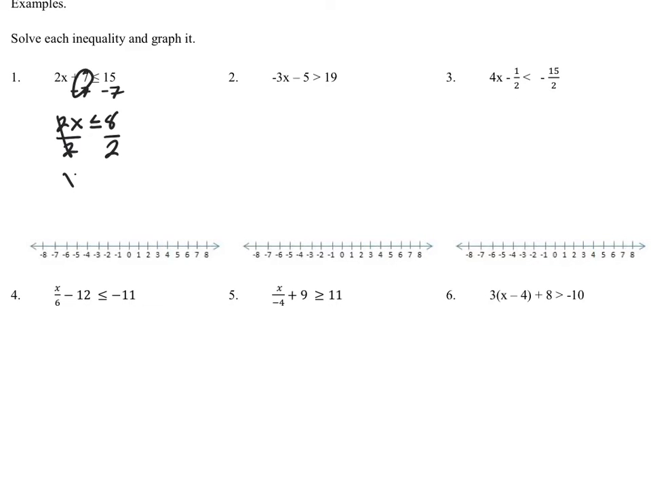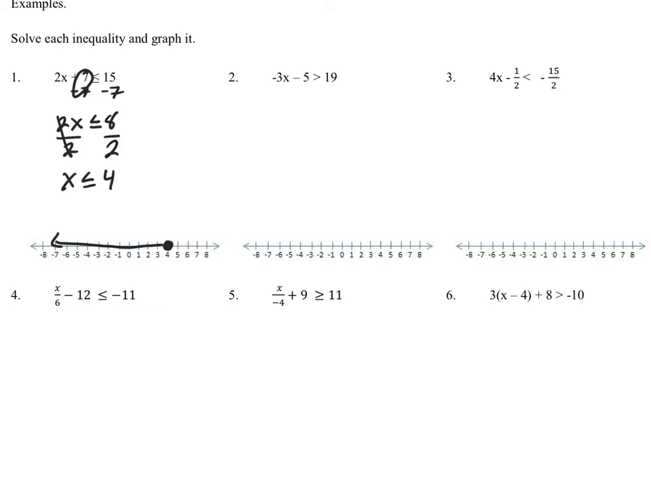2 over 2 is just 1, so then we have x is less than or equal to 4, and we want to plot that. So we're going to go ahead and find 4. It's or equals to, so it's a solid circle there, solid dot, and we're less than, so we're going to go off to the left.